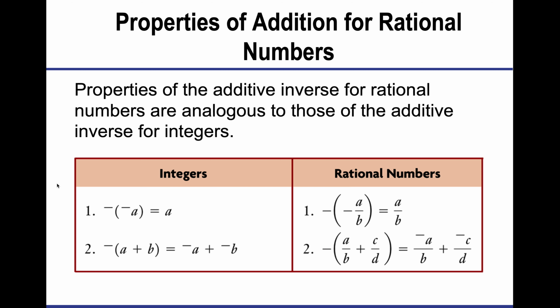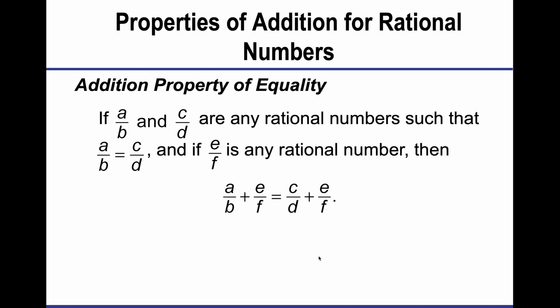The negative of a negative is going to be a positive for integers. The same thing is true in rational functions. And in integers, if I put a negative in front of the parentheses, I distribute it to every value inside, which is also what I do in number 2.